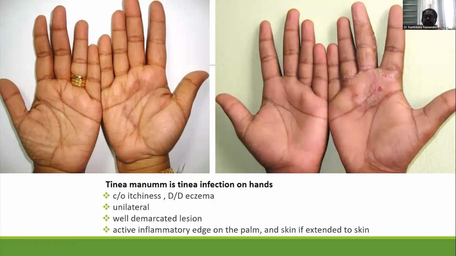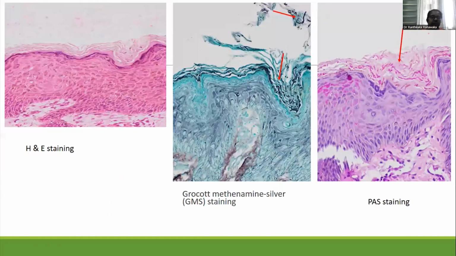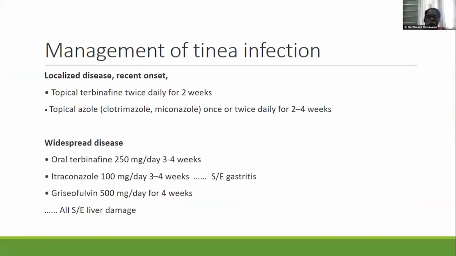Whatever the site involved, we give different names, but the treatment is the same. In this H&E, which we usually don't do, but if we do, there's nothing you can see. But with special stains, you can see fungal hyphae. These black ones are fungal hyphae. In the same patient, with PAS staining, you can see this fungal hyphae, right? So this tinea infection affects the stratum corneum. So management: whatever the site involved, the treatment is the same for tinea infection, right?